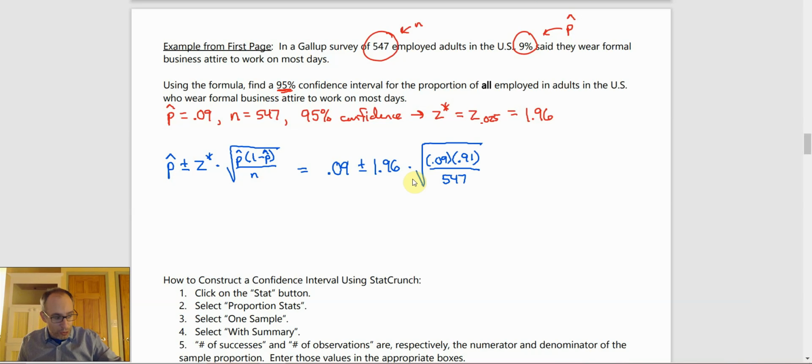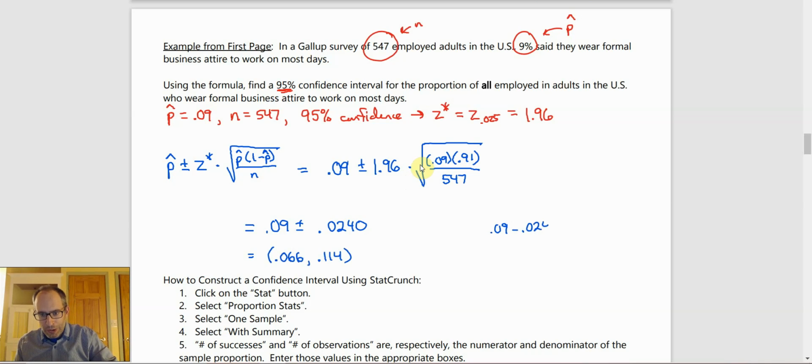But anyway, if you simplify the whole margin of error using the calculator, you'd end up with 0.09 plus or minus. And if I round this off to 4 places, you get 0.0240. And then to get the endpoints, I guess I don't really need that 0 on the end, you'd end up with 0.066 to 0.114, right? Because the 0.09 minus 0.024 is 0.066, right? And then the 0.09 plus 0.024 is 0.114.